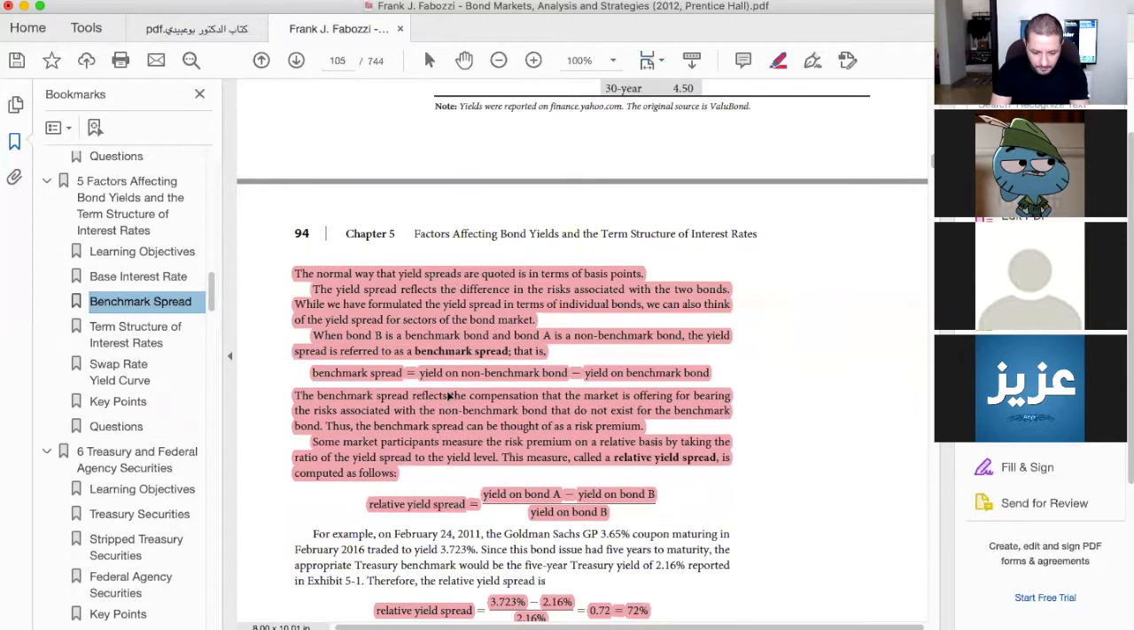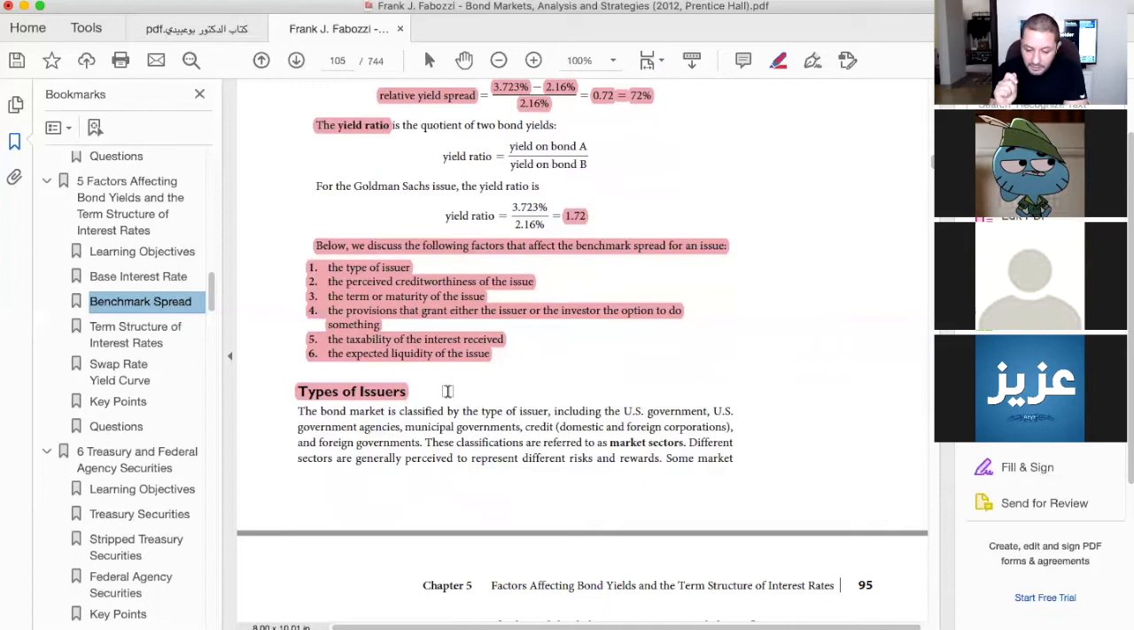Now we discuss the following factors that affect the benchmark spread for an issue. We have the type of issuer, which means the credit quality of the corporate issuing the bond, the perceived creditworthiness of the issue, the term or maturity of the issue, the provisions that grant either the issuer or the investor an option, for example the callable bond and the putable bond we have seen at the beginning of this course, the taxability of the interest received, which we'll skip because it is proper just to the US economy, and the expected liquidity of the issue. So all these six factors will determine the spread or the risk premium of each corporate.